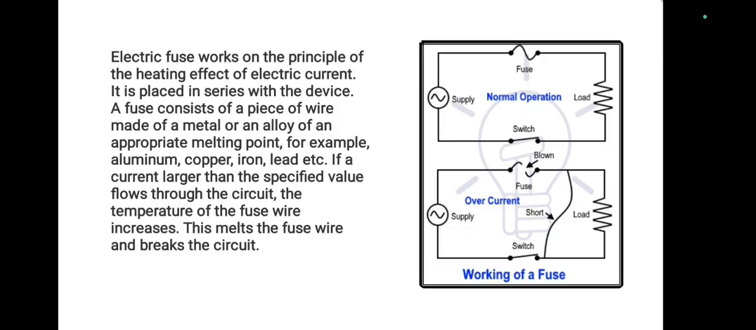Electrical fuse works on the principle of the heating effect of electrical current. It is placed in series with the device. A fuse consists of a piece of wire made of a metal or an alloy of an appropriate melting point, for example, aluminum, copper, iron, lead, etc. If a current larger than the specific value flows through the circuit, the temperature of the fuse wire increases. This melts the fuse wire and breaks the circuit.